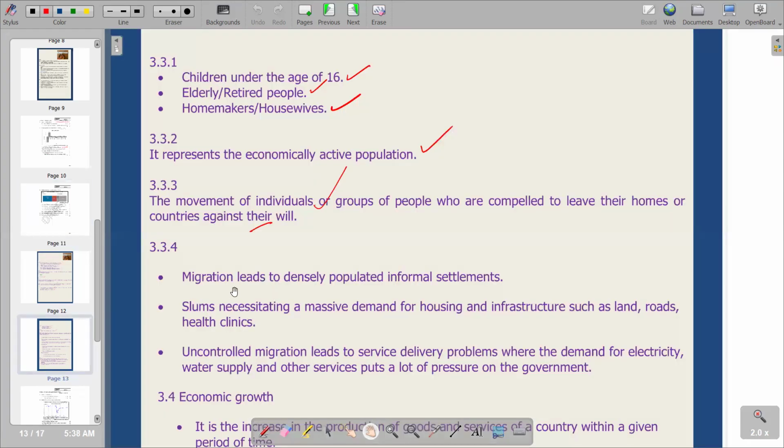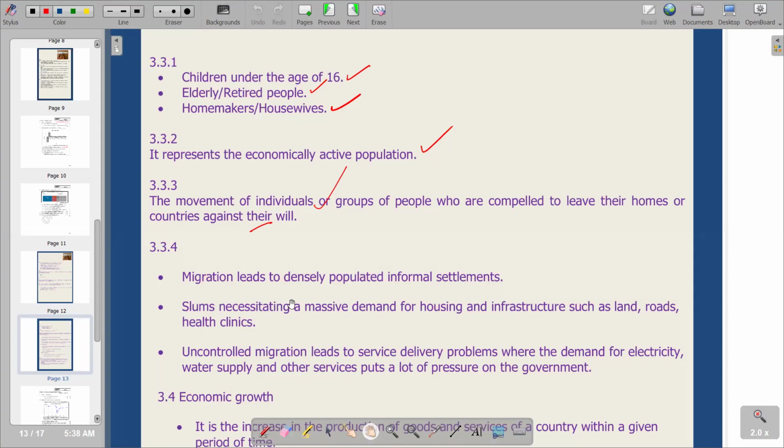We see that the first one is saying migration leads to densely populated informal settlements. So we're going to see informal settlements cropping up in the urban areas because of limited accommodation in those urban areas. And obviously, the second point is saying slums necessitating a massive demand for housing and infrastructure such as land, roads, health clinics. When we're talking about slums, this is a highly populated urban area due to a movement into the urban areas. So basically, a slum is a highly populated urban area.